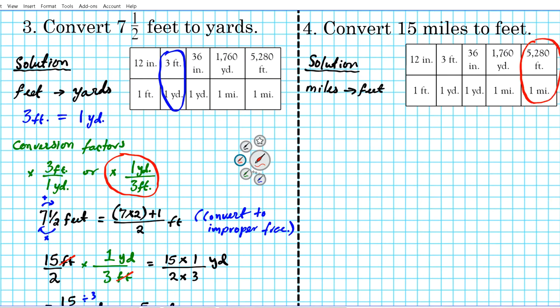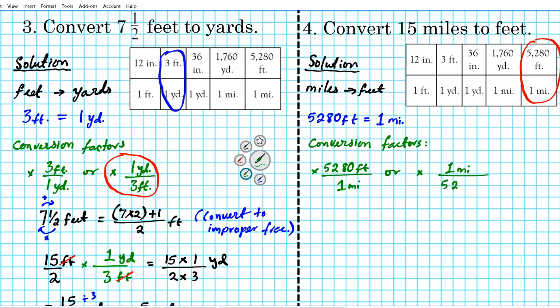So we can see from there that 5,280 feet is equal to 1 mile. We can use this to generate 2 conversion factors, and based on the problem, we can determine which factor will achieve our conversion. Okay, so based on this equation, we can either multiply by 5,280 feet per mile, or its reciprocal, 1 mile per 5,280 feet. Okay, so which one are we going to use?